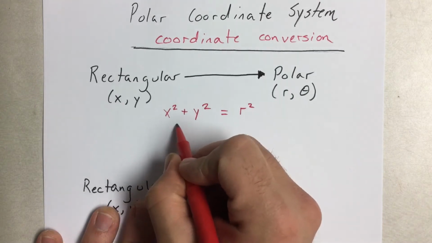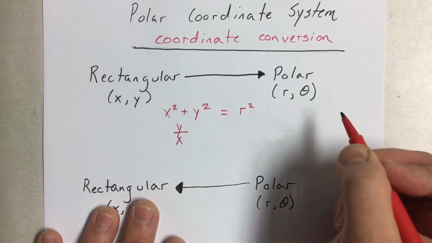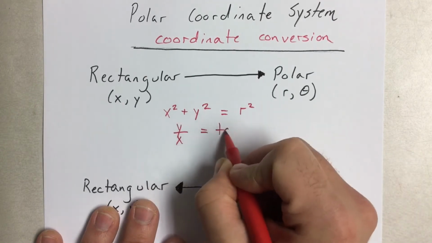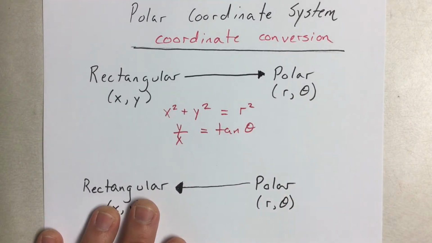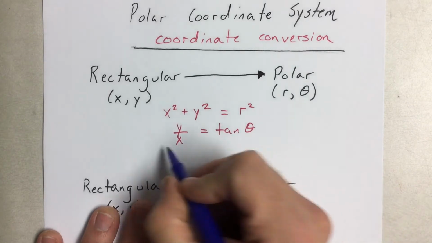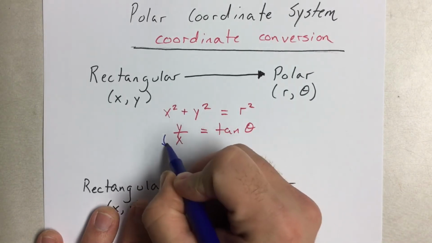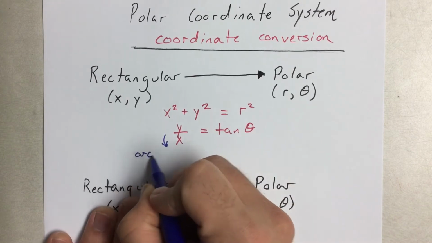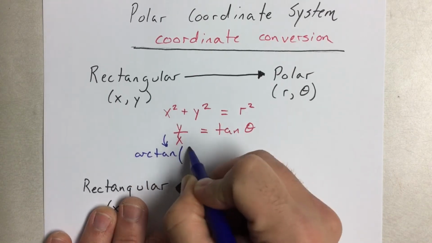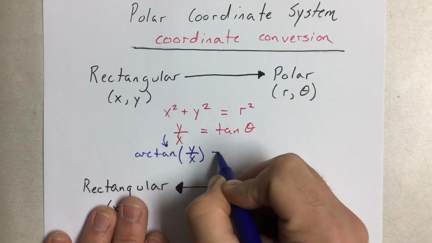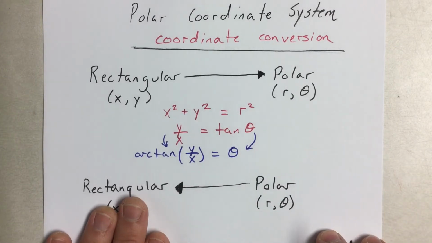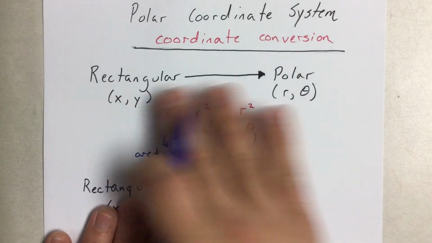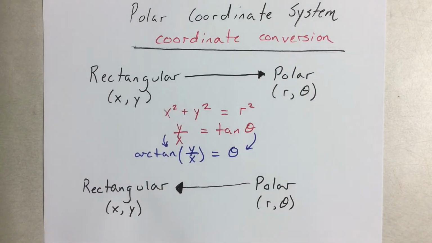I could say, well, y divided by x is going to equal tangent of theta, which I'm going to add here below that, because y divided by x, that's not theta. So we would actually have to say, oh, well, then the arctangent of y over x will equal our theta value. Okay, so two equations converting from rectangular to polar.